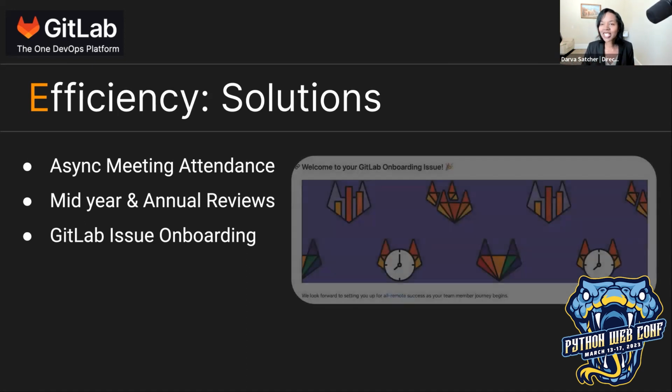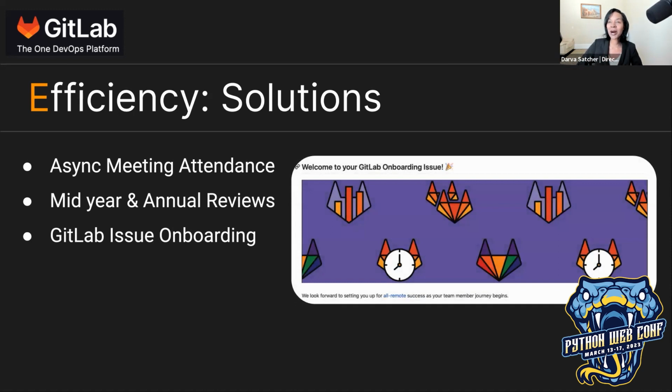And the example I like to give you about efficiency is my onboarding to GitLab. So when I had started GitLab, I had already been managing teams remotely, but I had never onboarded remotely. So I was a little nervous. I knew that I was going to wake up in the morning and show up and there would be like nobody, right? So I did. I woke up in the morning, 6 a.m. like normal, and no one was on my left, no one was on my right. It was just me. And a GitLab issue.